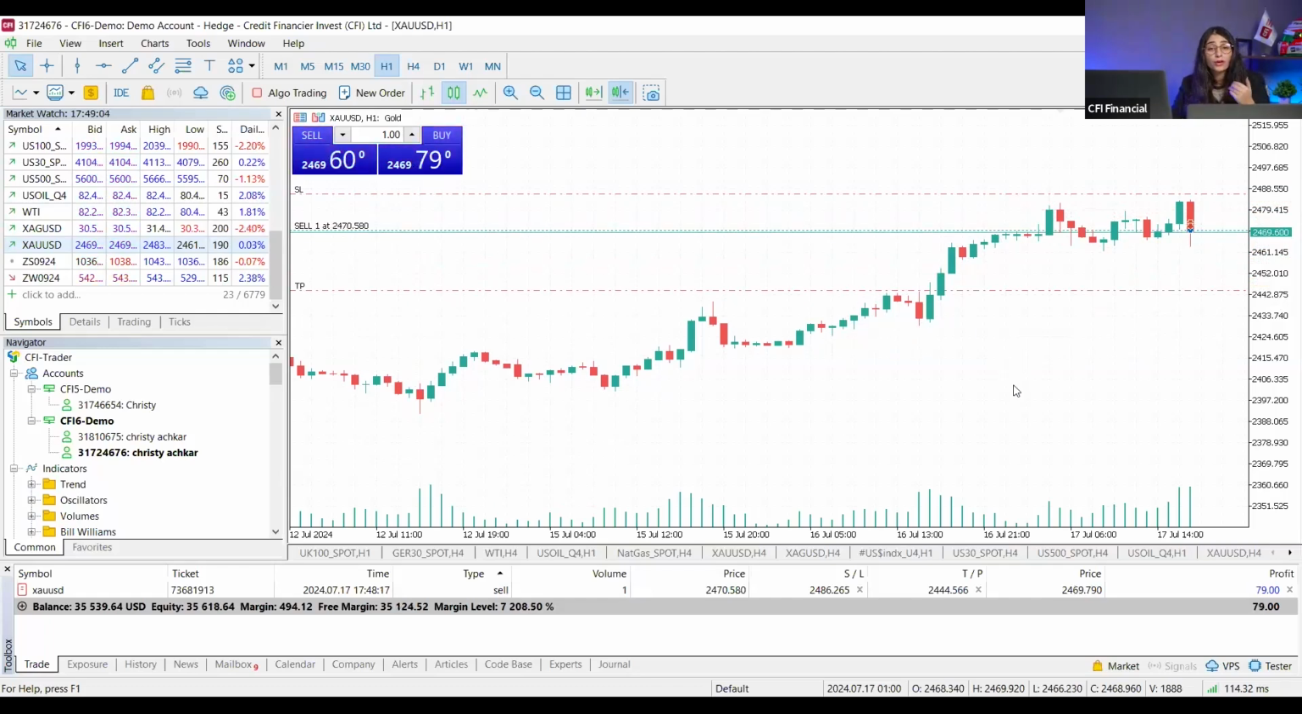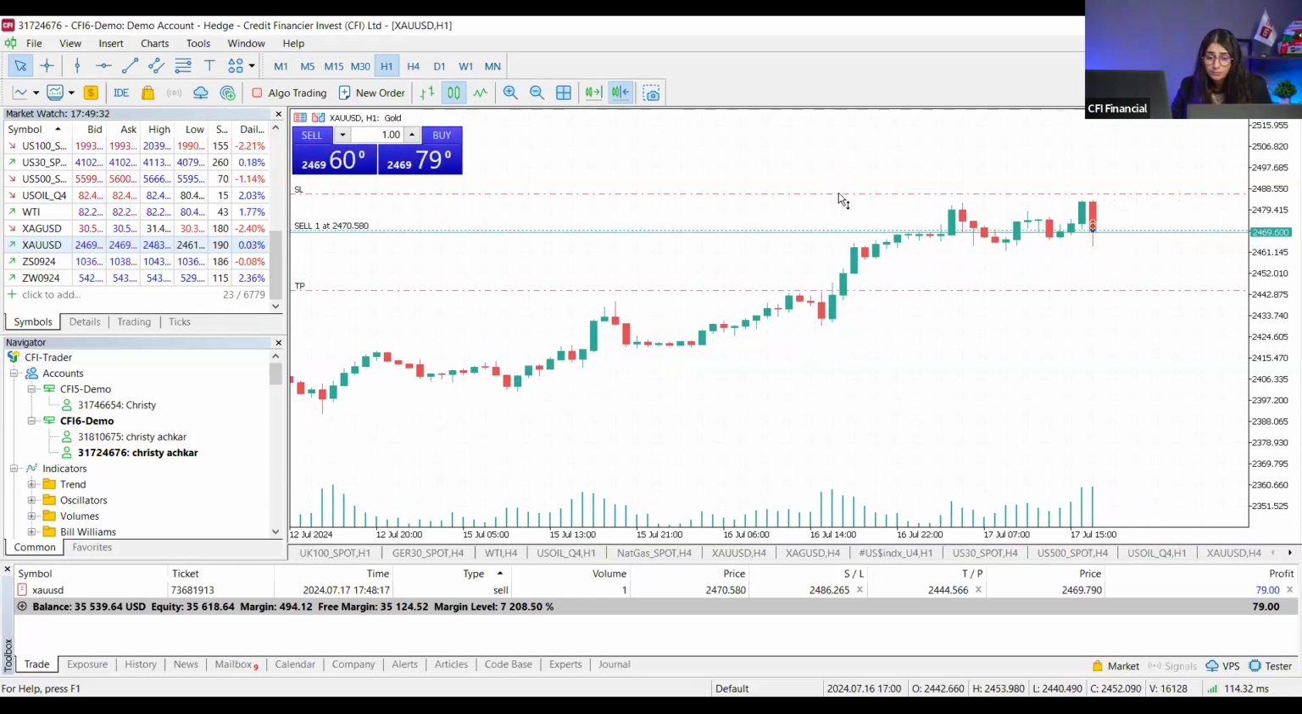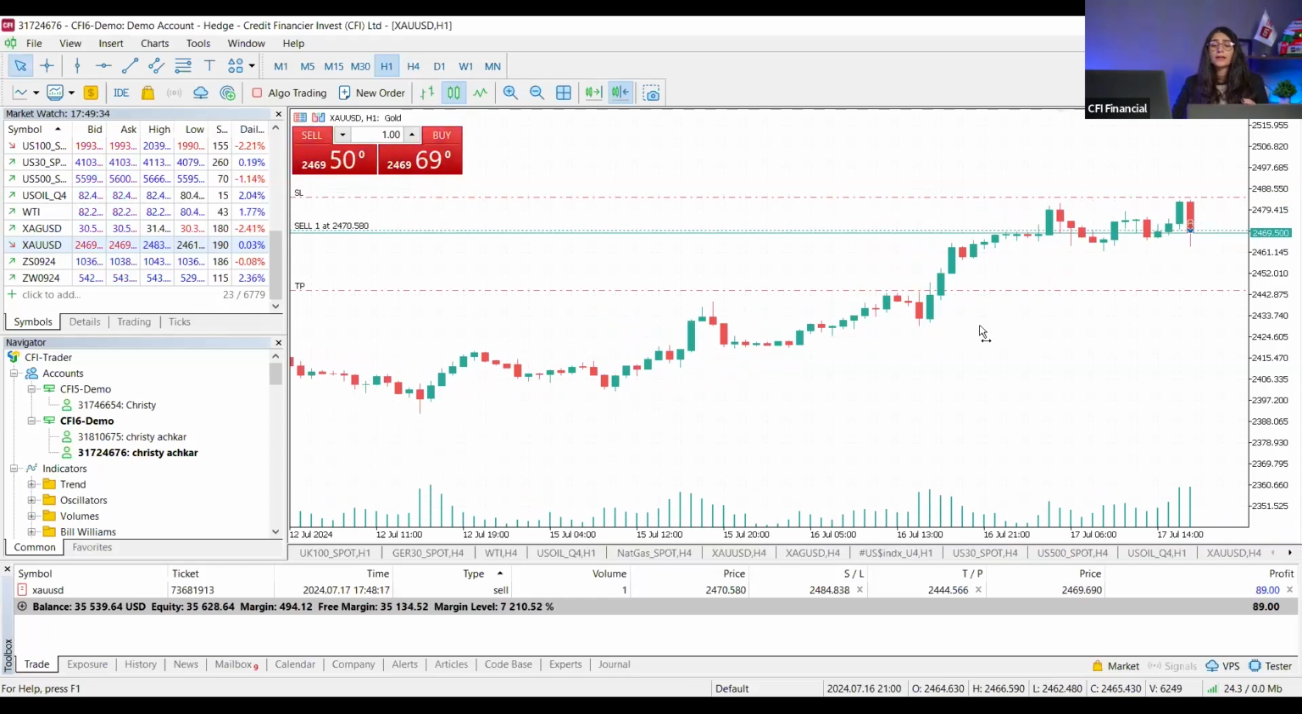Now, if you hover your mouse above the take profit level, it's going to tell you approximately how much you're going to win if the current market price hits your take profit level. So in our case, if it hits my take profit level, I would approximately win $2,601. If it hits my stop loss level, I would approximately lose $1,500.